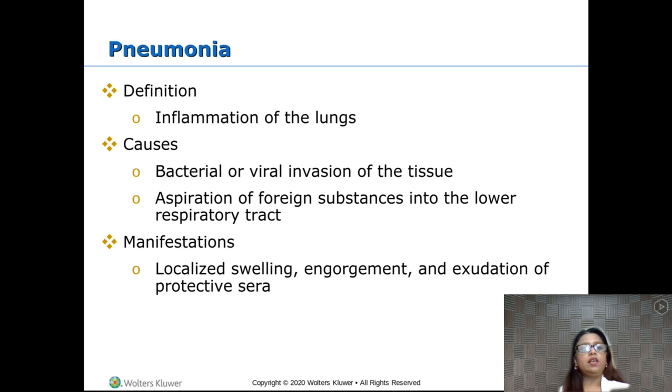Pneumonia. The definition of pneumonia is inflammation of the lungs. As we know, there are times when we say, that person has pneumonia. That means they have inflammation and infection in the lungs. Causes could be bacterial, viral, and aspiration of foreign substances into the lower respiratory tract. Manifestations include swelling, engorgement, and exudation of protective sera.